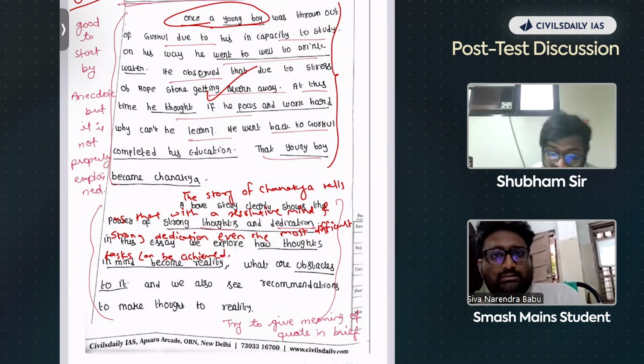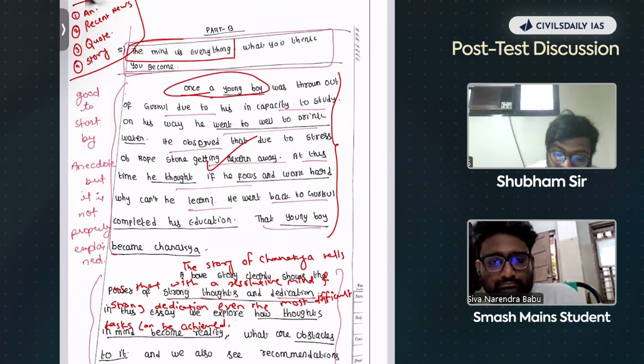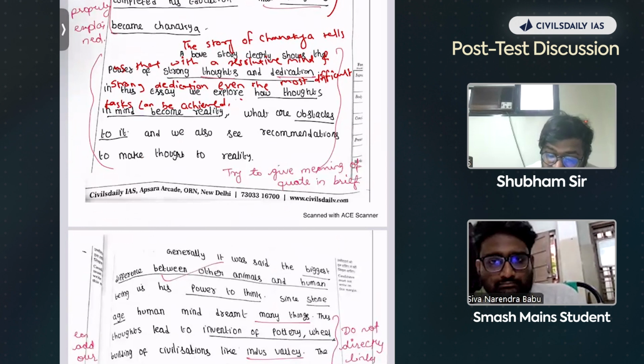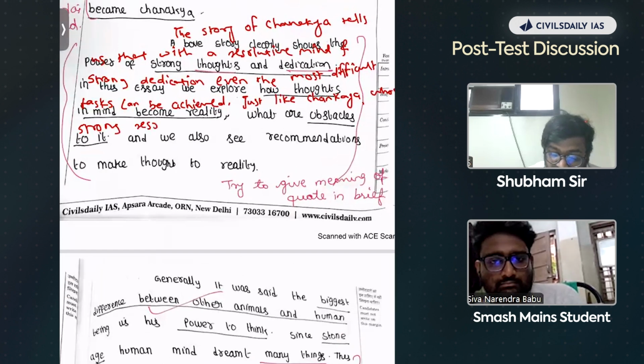So this is the first part: mind is everything. The second part is what you think, you become. That means, just like Chanakya, those strong resolutions made Chandragupta a king.